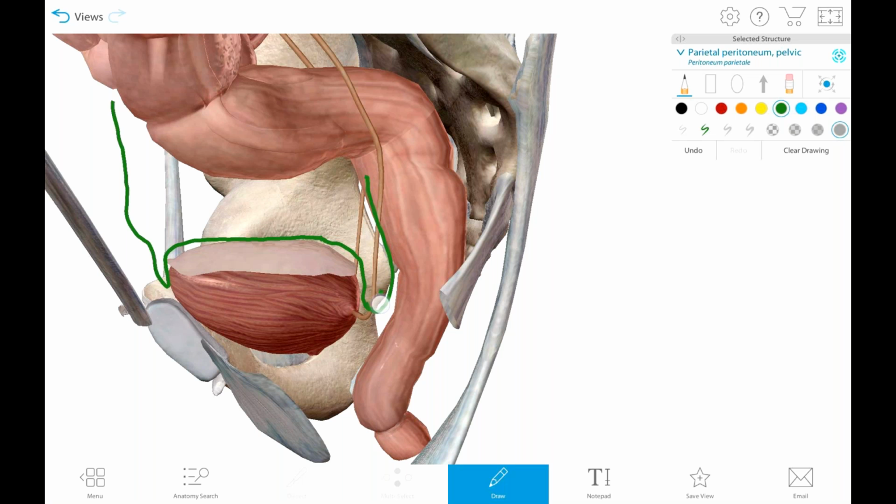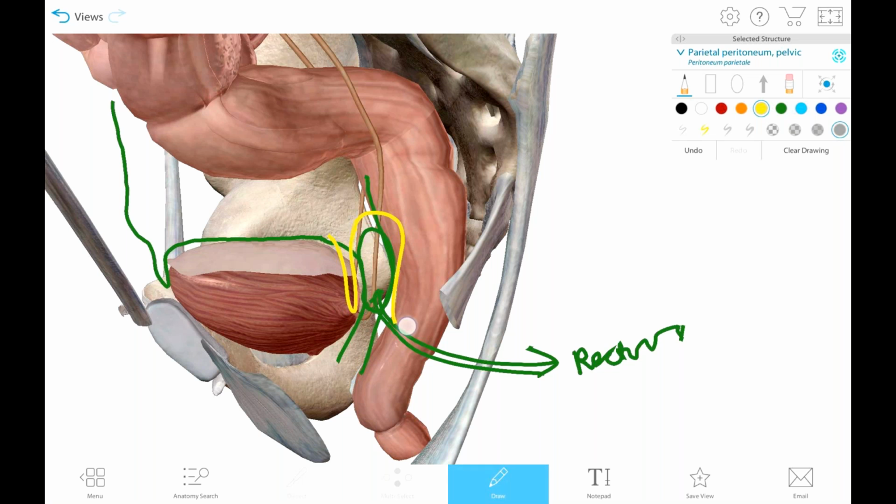What is the name of the pouch here? Rectovesical pouch. Oh, the handwriting is really bad over here. So do you understand this? In females, what will be there? The uterus will be there. The uterus will be present like this. So the peritoneum will come like this and another like this.